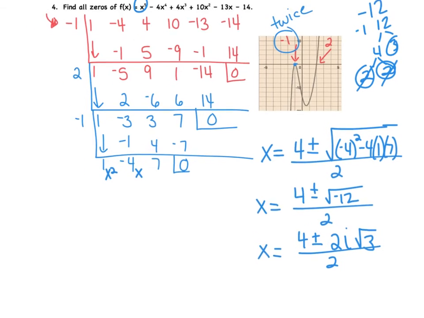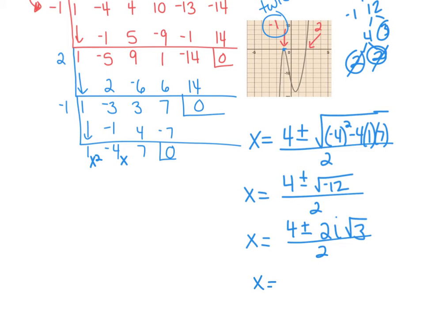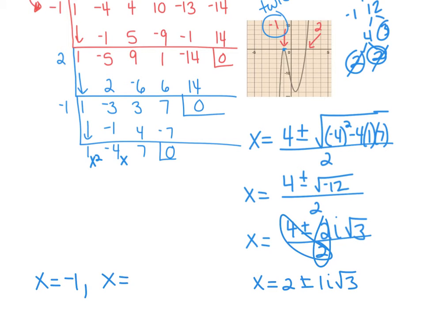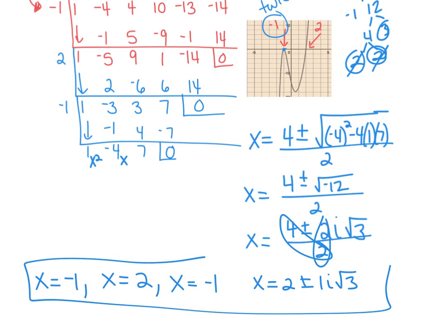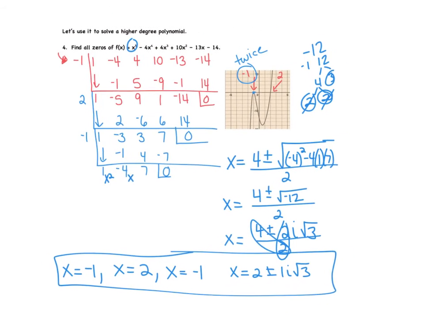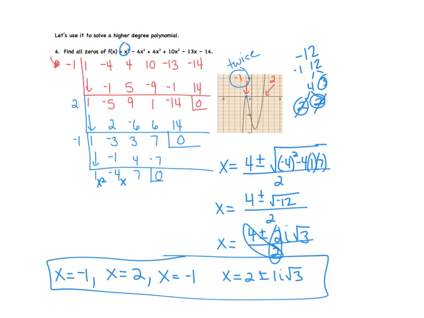If you could clean it up just a little bit more, we would have x equals 2, because I can divide by 2 here and 2 here, plus or minus 1i root 3. There's 2 answers. What are my other ones? I'm just going to bring them down here. -1, +2, and I have -1 a second time. So there's a total of 5 zeros, which matches the fact that it is a 5th degree polynomial.